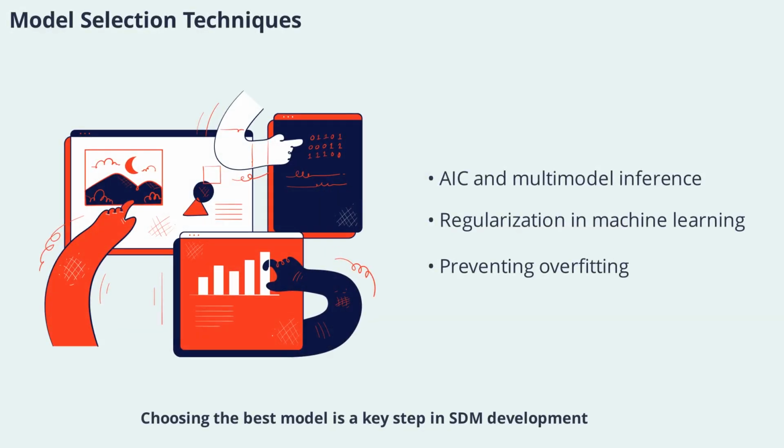Choosing the best model is a key step in SDM development. Traditional approaches relied on p-values and stepwise selection, but there's now greater emphasis on information criteria like AIC and multi-model inference. Machine learning methods use regularization and cross-validation to prevent overfitting. Comparing different model selection and averaging techniques can help identify the most reliable approaches for both explanation and prediction.